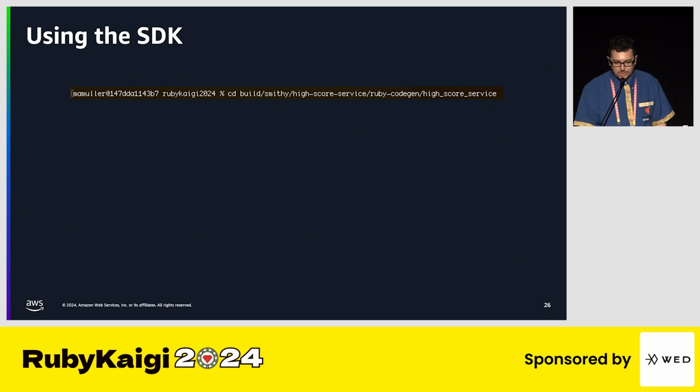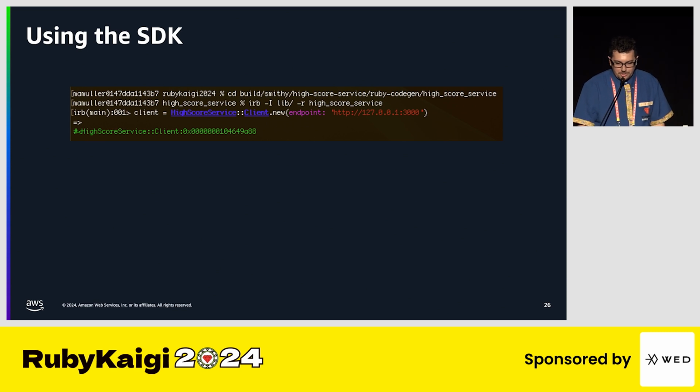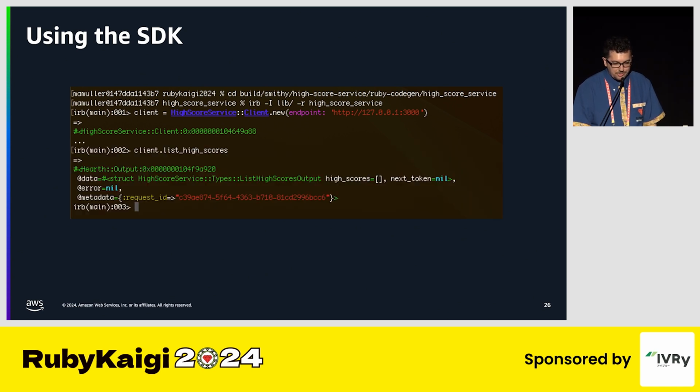When we cd to the high score service output and start up IRB, we load lib and require the high score service. We can demonstrate usage by creating a client object. I will go more into detail about these components, but it works similarly to the AWS SDK for Ruby products. Here our client is configured with our Rails endpoint. We call the list high scores method. Similar to our curl output, we see that we get back a high scores array that is empty.